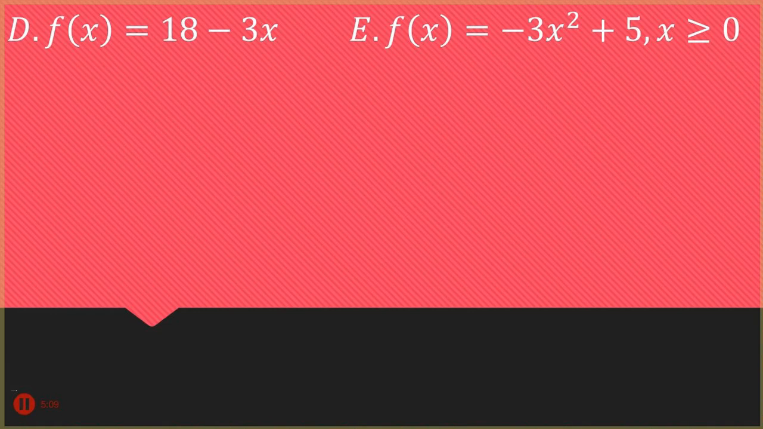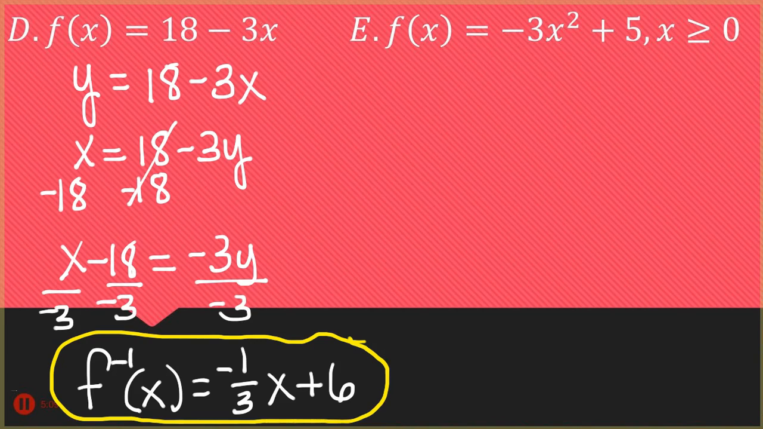Let's do that with a few more. Feel free to pause the video at this time to see if you can get the correct answer for question D. So if this is what you got, you are correct. F inverse of x equals negative 1/3 x plus 6.